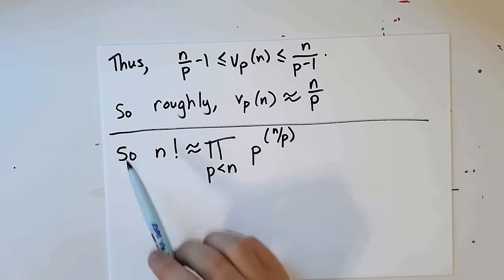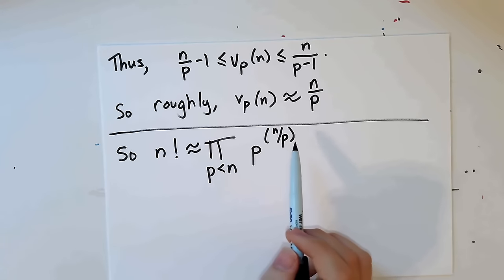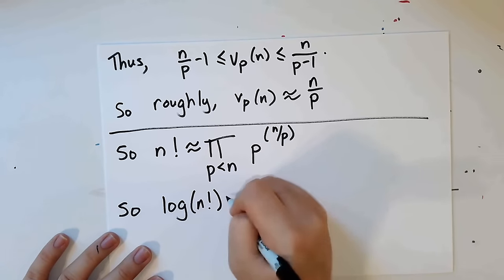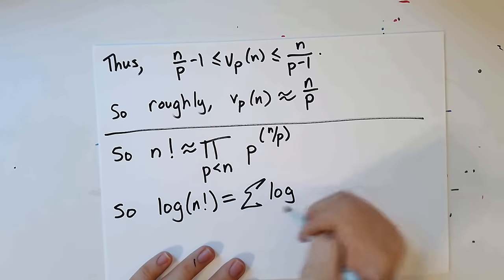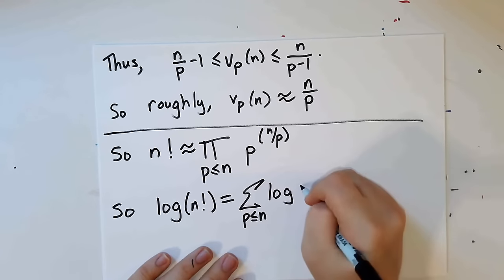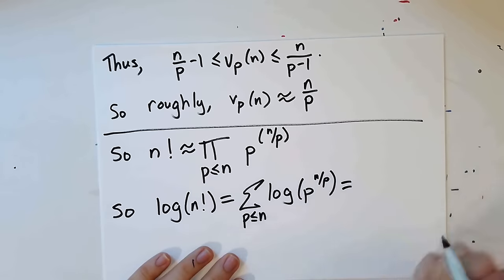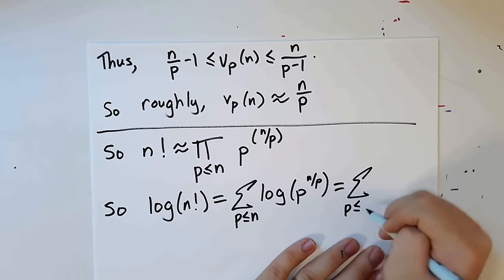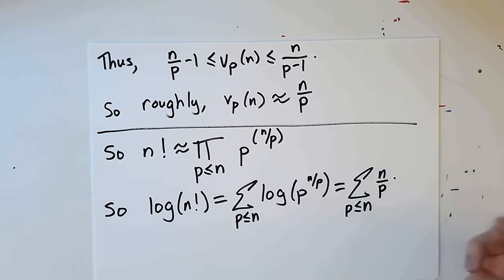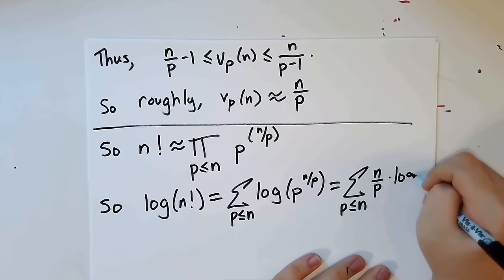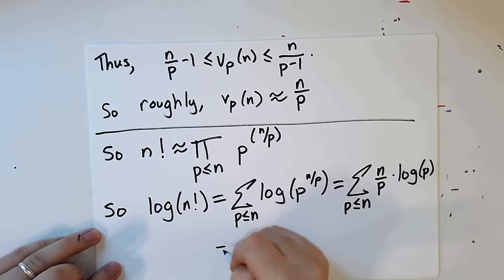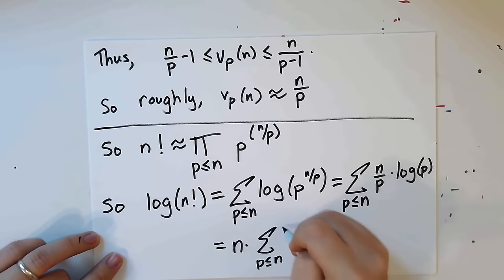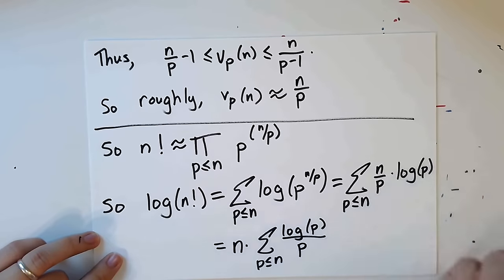And you might notice here we have this product, and we could actually make this a sum if we take logarithms, and that's going to make my life much nicer. Logarithms turn products into sums. So this is going to work out to be the sum over p less than or equal to n of log of p to the n over p. And remembering my properties of logarithms, I'm allowed to pull this n over p down. So this is the sum across p less than or equal to n of n over p times log of p. And the n is not changing term to term, so this is n times the sum across p less than or equal to n of log p over p. I lied before, that was an approximately equal.